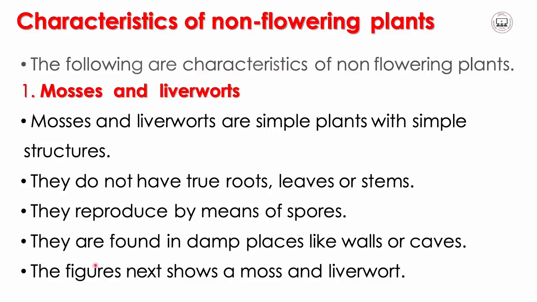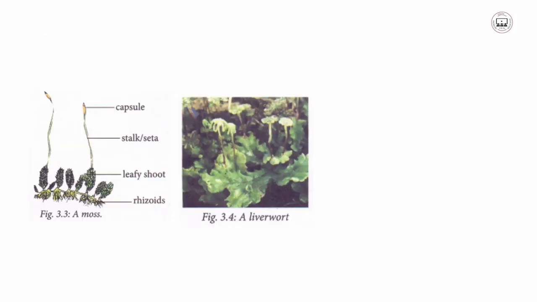Then again, they are found in damp places like walls or caves. The figure below shows a moss and a liverwort, just to explain what we have just shared here. These are the diagrams of the moss and the liverwort. These are the parts of these non-flowering plants, and this is the liverwort and this is the moss. So the common thing is they don't produce flowers. They reproduce by making spores. That's what you need to know.